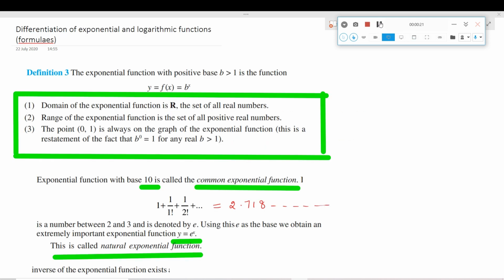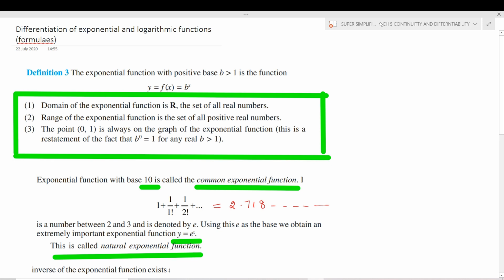Now let us discuss the exponential function. So what is an exponential function? An exponential function can be referred to as any function y is equal to b raised to the power x, where b is any positive number greater than 1. Such a function is called an exponential function. b can be any such number, so you can take b to be 2 raised to the power x, or 10 raised to the power x, and so on.